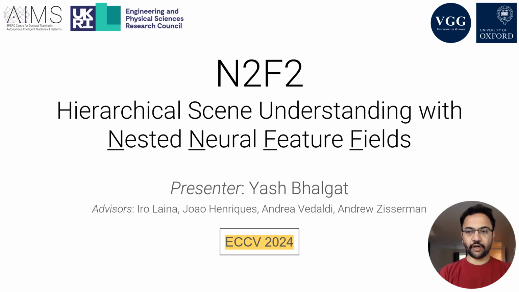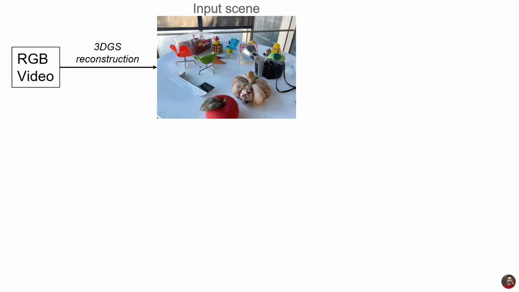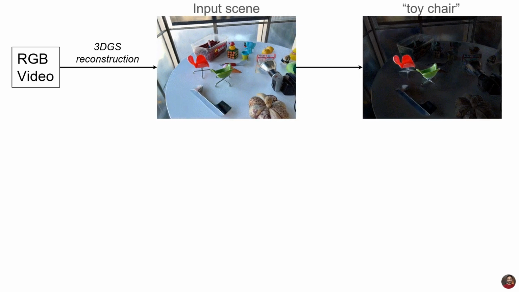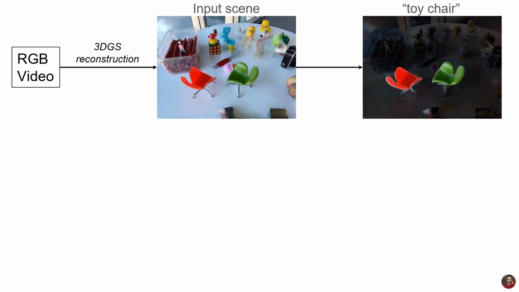Welcome to the presentation of our work, N2F2, a method for hierarchical scene understanding using nested neural feature fields. The input to our method is a RGB video, which we use to create a 3D Gaussian splatting model of the scene. Given this 3D scene, we want to segment parts of the scene based on text queries.